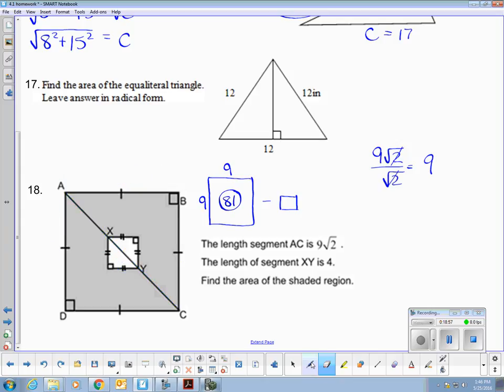All right, now I need to find the area of the smaller square. The length from X to Y is 4. So once again, if I want to find the leg of this 45-45-90, I'm going to take the hypotenuse and divide by radical 2 to get this side. We'll call this side y.